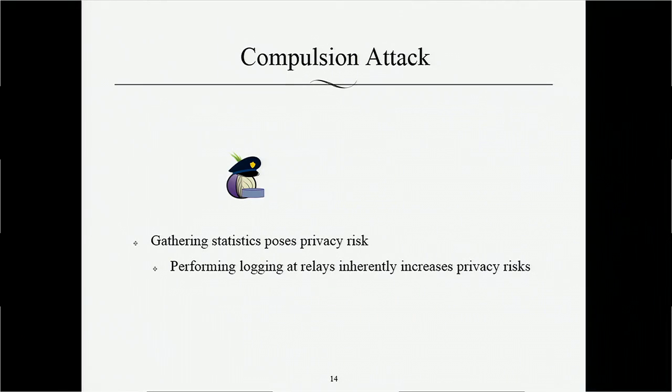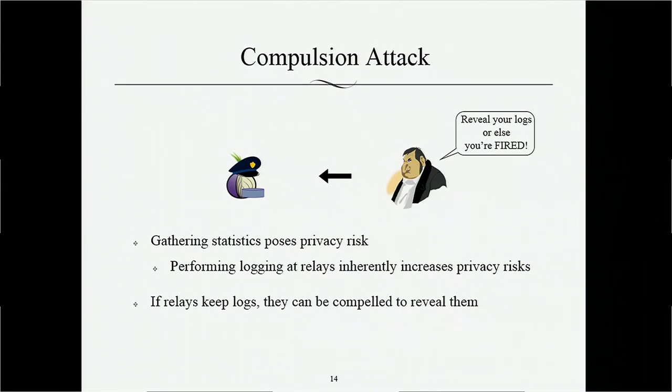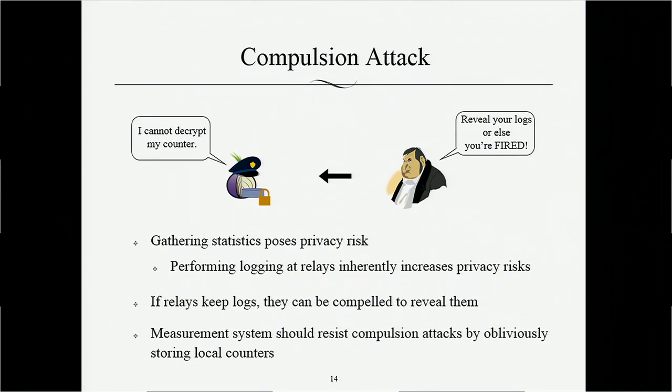So, compulsion attack. Gathering statistics poses a privacy risk because Tor inherently doesn't keep logs of client connections or website visits. If relays kept logs, they could be forced to reveal them by extra-legal compulsion or through a subpoena. For example, the boss of the person operating the relay could force them to reveal all the logs, or blackmail them with being fired. However, relays cannot decrypt their own counters, because they are obliviously encrypted in such a way that they cannot decrypt them. Unlike previous research studies, PrivEx and ProCount, HisTorE is also resistant to compulsion attacks.